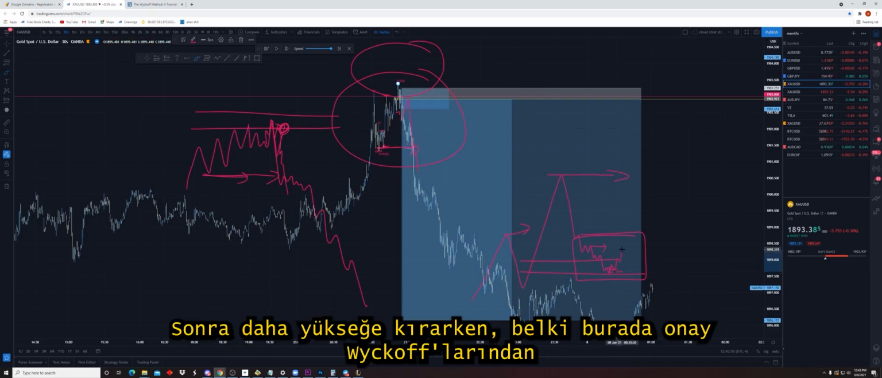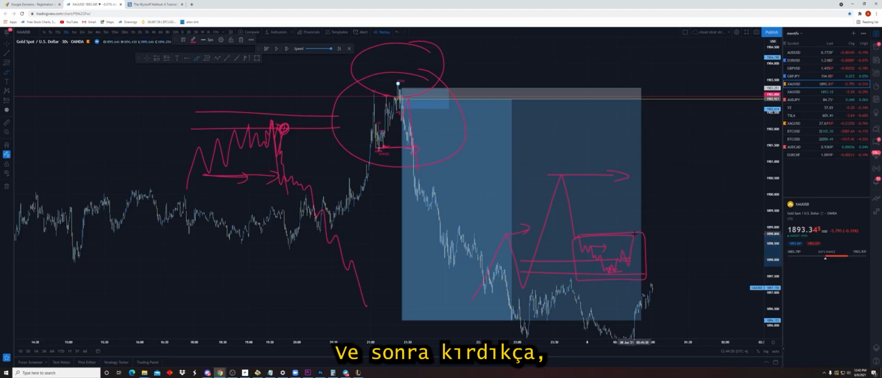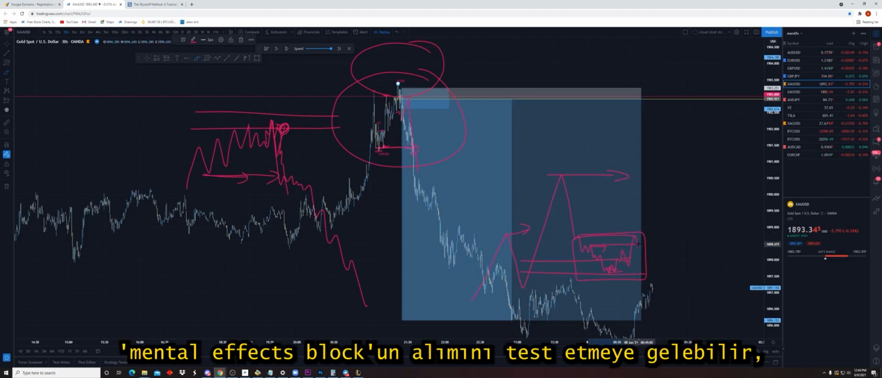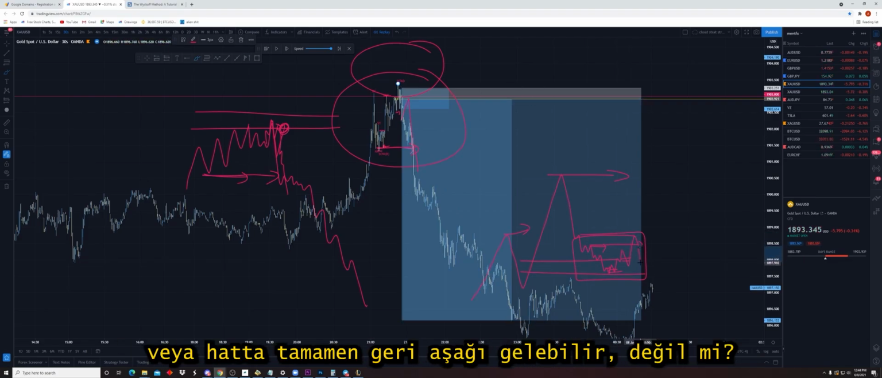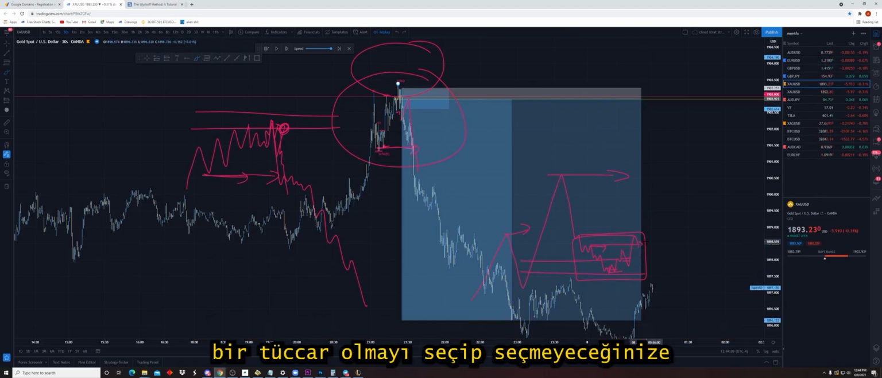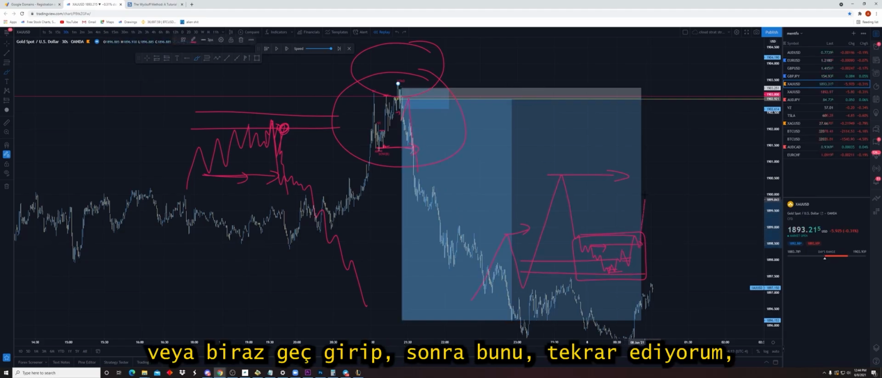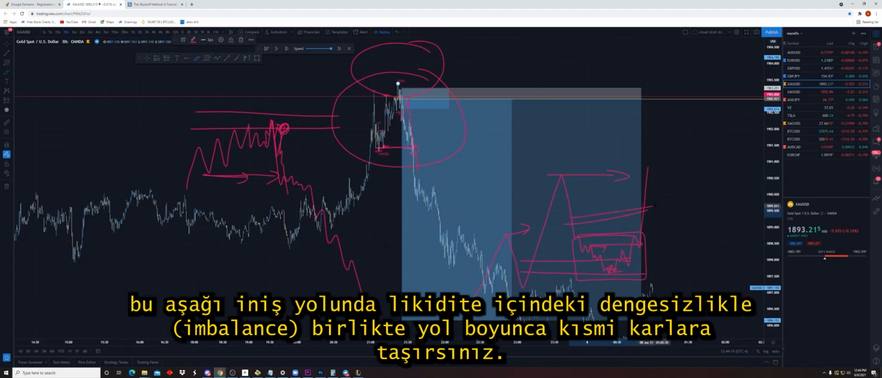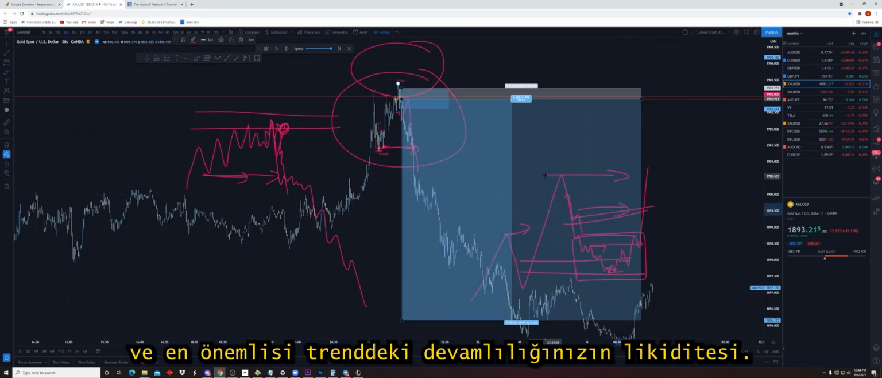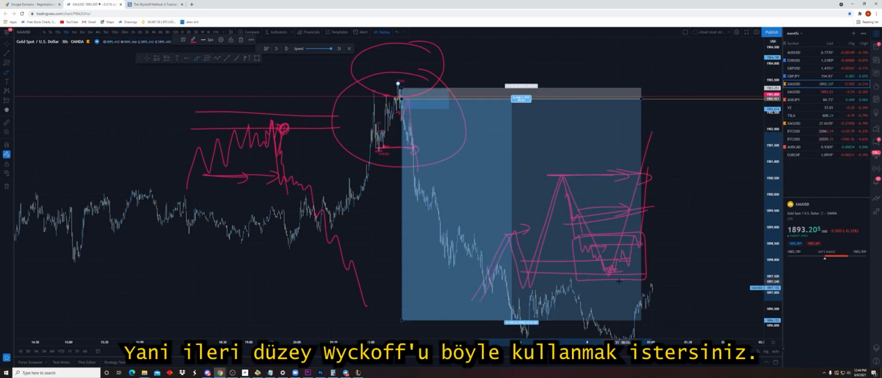Then as it breaks higher, maybe you can look for entries off here off of confirmation Wyckoffs or a little bit lower. And then as it breaks, it might come to test the back up of the MentFX block, or it might even come all the way back down, right? This is where it comes to choosing whether you want to be a trader that's okay with entering early on a Wyckoff or a little bit late, and then taking that to, again, partials along the way within imbalance, within liquidity on this way down. So, partialing, and most importantly, the liquidity of your continuation in trend, right? So that is how you want to use advanced Wyckoff.